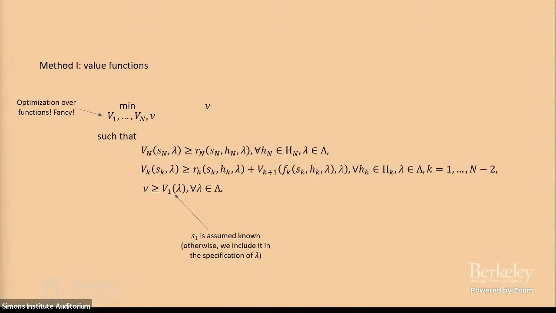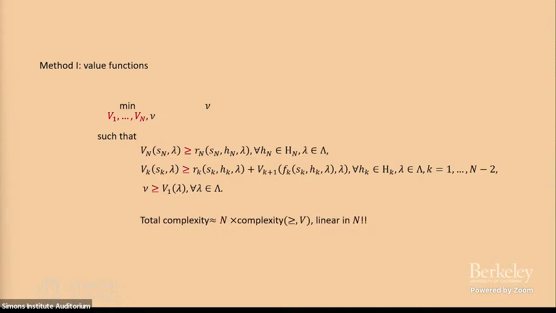So if you follow the chain of inequalities, you will convince yourself that any value of nu that is feasible, that satisfies these constraints, so for which there exist functions like this, will give you an upper bound of the solution of the sequential problem. And if you choose v1 to vn to be the value functions of the problem, then you will get exactly the solution of the problem. So this is actually another reformulation of the original problem.